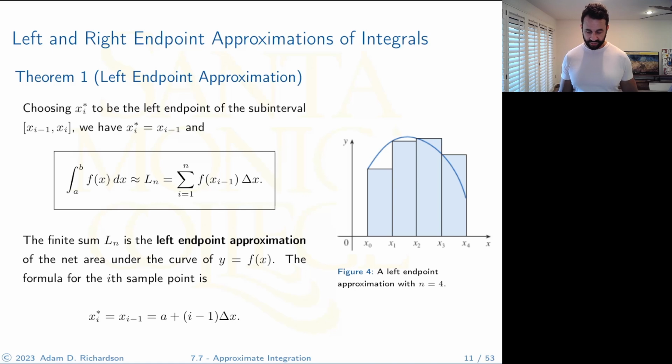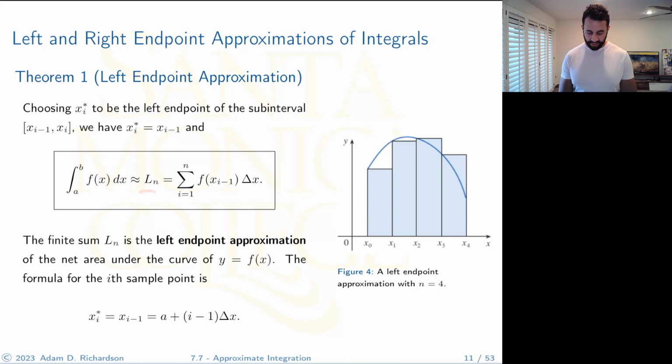First, we're going to choose our sample point to be the left endpoint of this subinterval. So for each subinterval, we're going to pick the left endpoint. That means our sample point is x sub i minus 1 for i equals 1 to n. Then our integral is going to be about the value of this left endpoint approximation, which depends on the number of subintervals, L sub n.